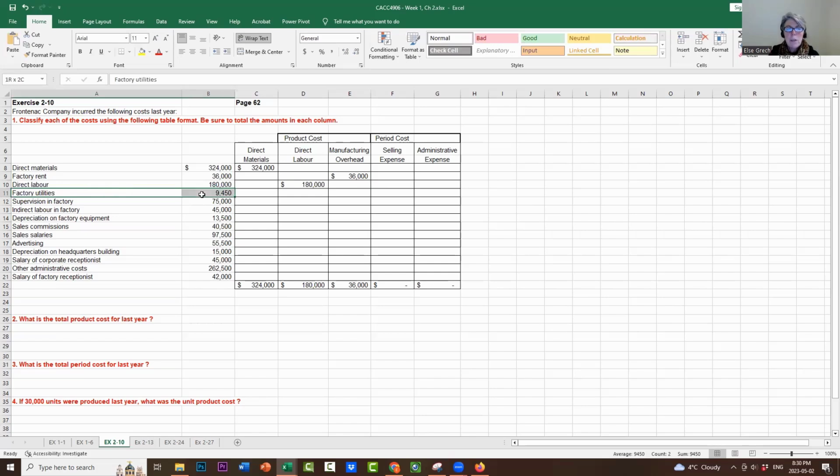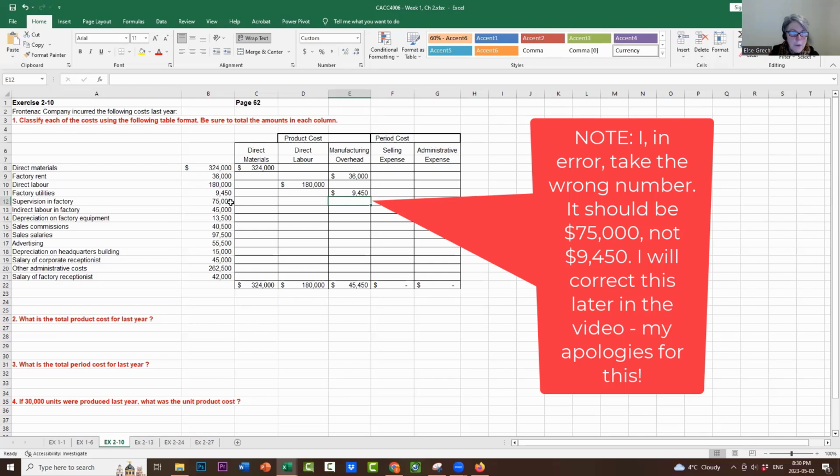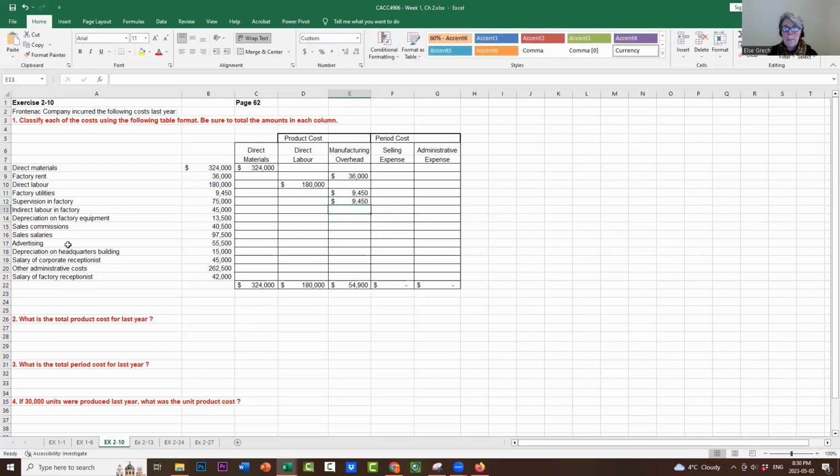Then we've got the factory utilities, manufacturing overhead. Supervisor in the factory, manufacturing overhead. Indirect labor in the factory goes into manufacturing overhead. Indirect labor, we cannot directly trace to the product. And an indirect labor, by the way, is, let's say, we've got a person who just comes in and takes over the conveyor belt when somebody goes on their 15-minute break. Because we can't directly trace it to the product, but definitely we need those people in order to produce the product. So it's part of manufacturing overhead.